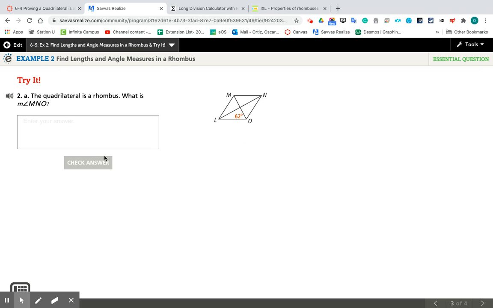So please pause the video and see if you can answer the question, what is the measure of angle MNO? MNO is that angle right there. So see if you can use all the information we have seen to answer that question. Pause the video, and after you do that, please check your answer. So don't see the answer before you try something, please.